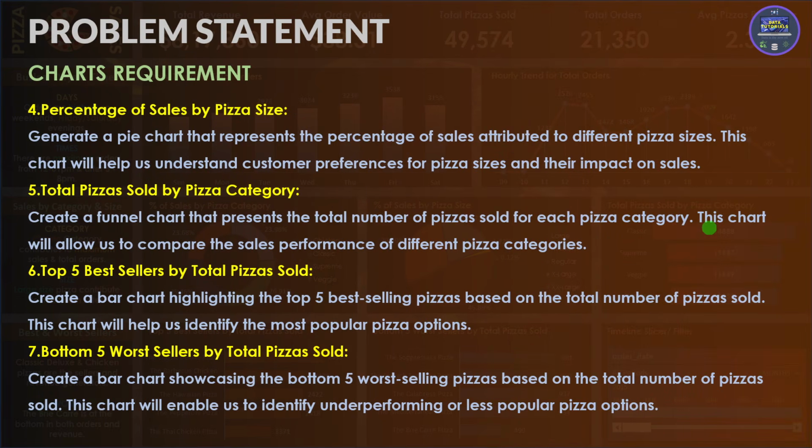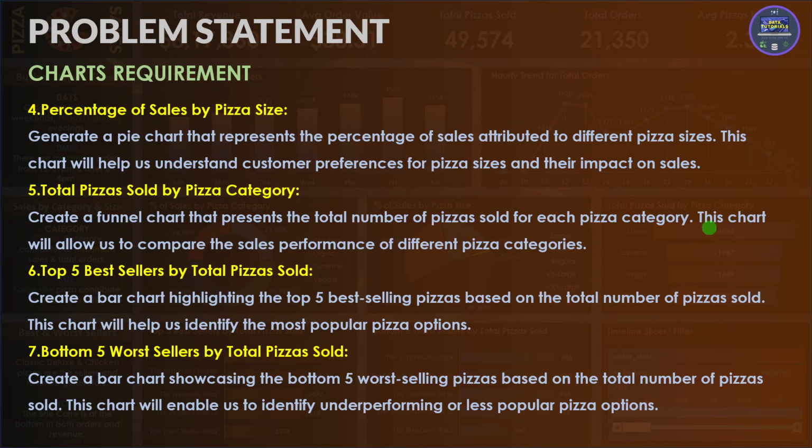Fourth one is the percentage by pizza sales, right? So he wants to find out the sales by pizza size. Okay, so which size of pizza is giving him the maximum sales, right? So what are the customer preferences for which type of pizza, so that he can focus on that particular pizza size and he can manage his consumable inventory as well.